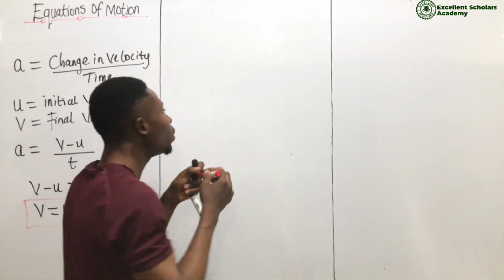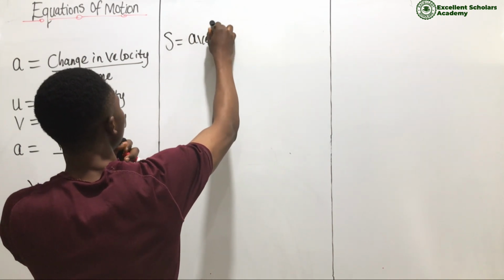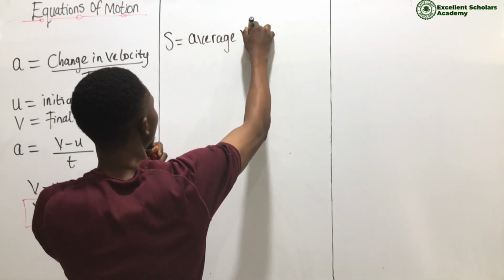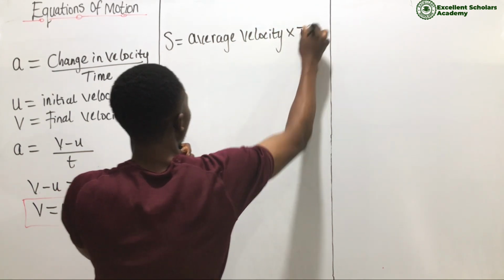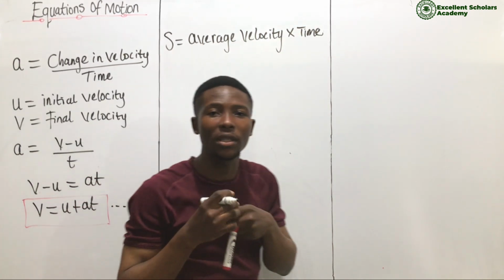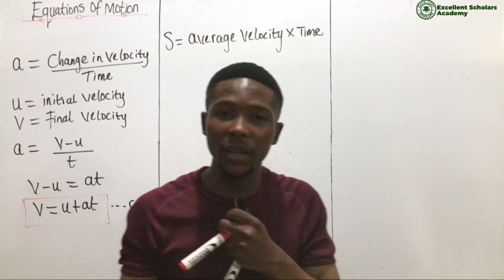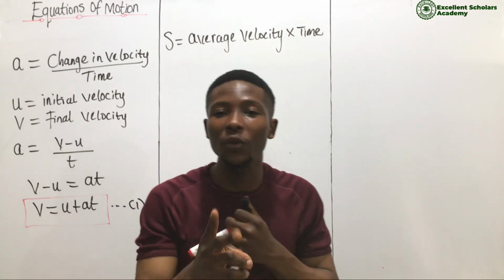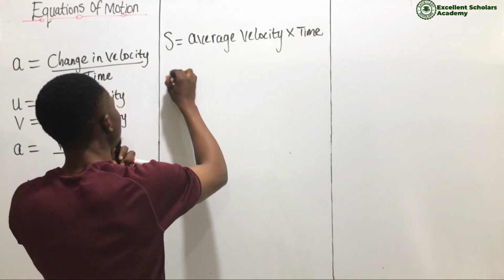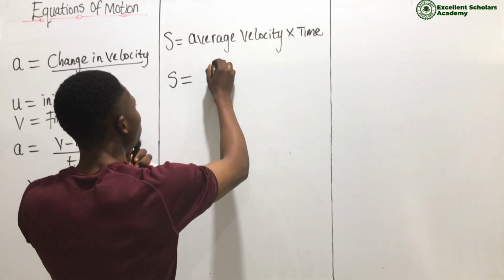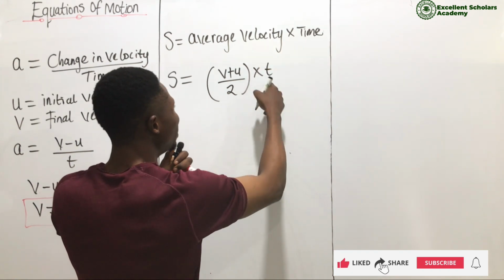Now we know that distance s is average velocity times time. When you say average velocity, you're talking about the average of two or more things. When we say average velocity, we have two velocities, so that's going to be the addition of the velocities divided by 2. So distance s is equal to average velocity, that's v plus u divided by 2, multiplied by time t.